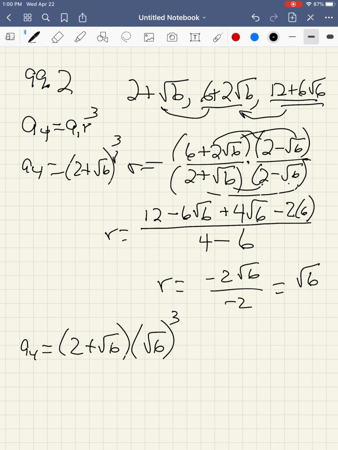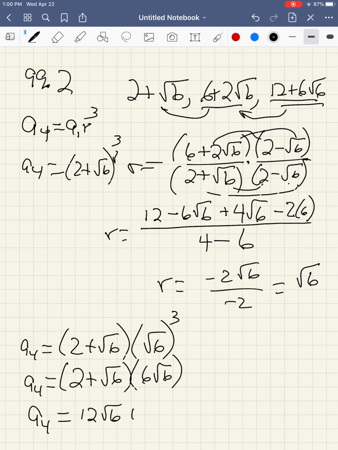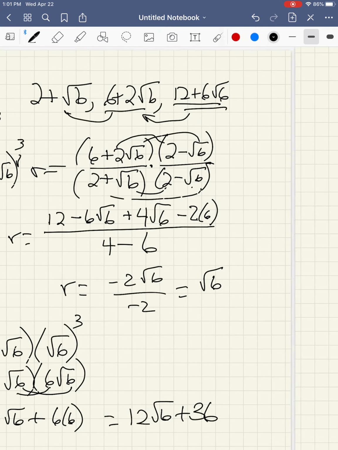And this, the square root of 6 to the third power, is 6 square root of 6, right? So now we can just multiply this out and we'll have a4. So that will be 12 square root of 6 plus, this is 6 times 6, which is 12 square root of 6 plus 36. All right, so in each case we have to find out what r is first.